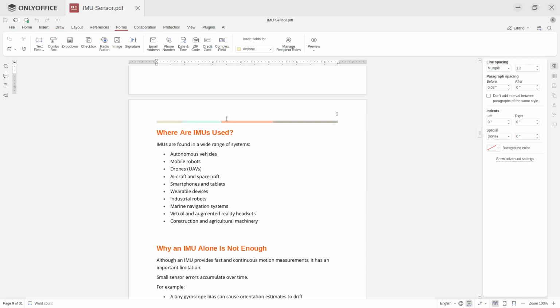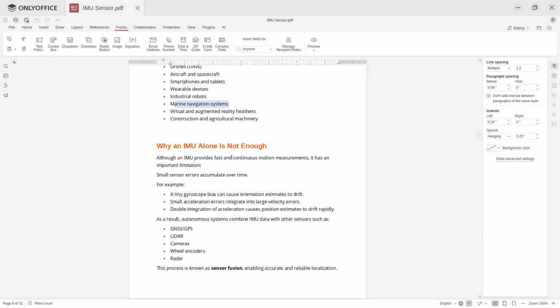Where are IMUs actually used? IMUs are found in a wide range of systems: autonomous vehicles, mobile robots, drones, aircraft and spacecraft, smartphones and tablets, wearable devices, industrial robots, marine navigation systems, virtual and augmented reality headsets, construction and agricultural machinery. Why is an IMU not enough? Why is an IMU alone not enough?